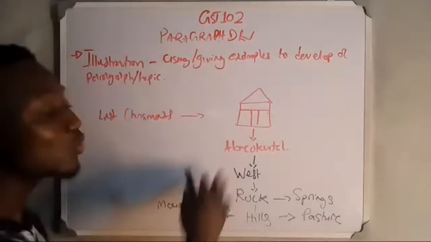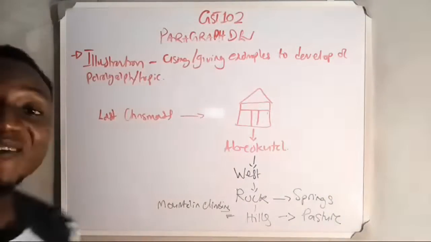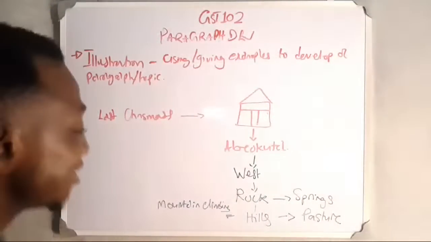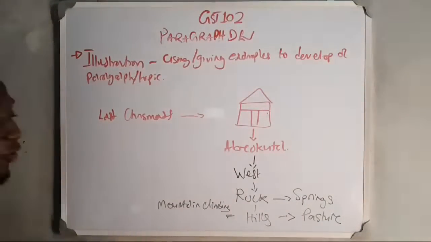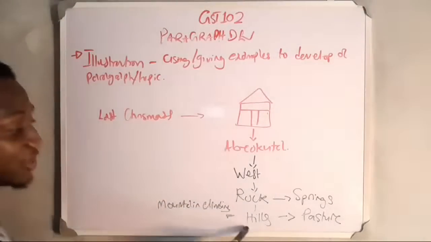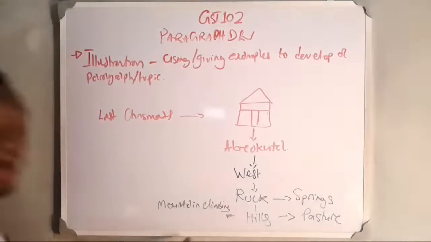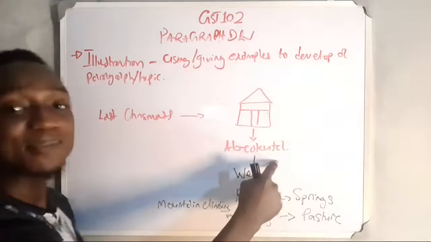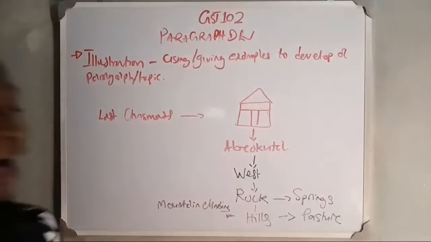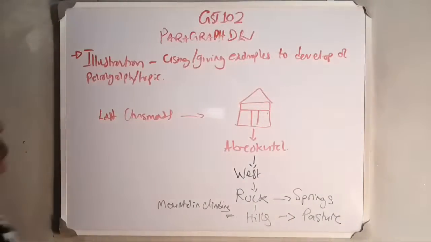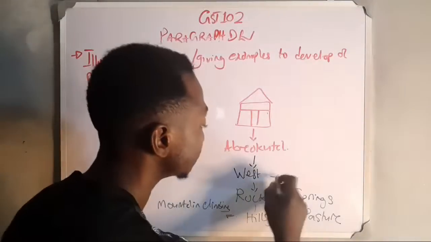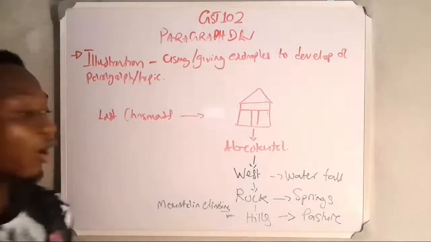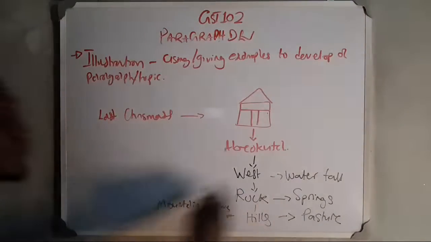Somebody who has never been to Abeokuta before, who has even never heard of the name Abeokuta, and this is you communicating with that person in your writing. With the use of all these rocks, hills, springs, pasture, mountain climbing, you are simply telling the person that Abeokuta is a place filled with rocks. Alongside come springs and waterfalls. All these are examples.